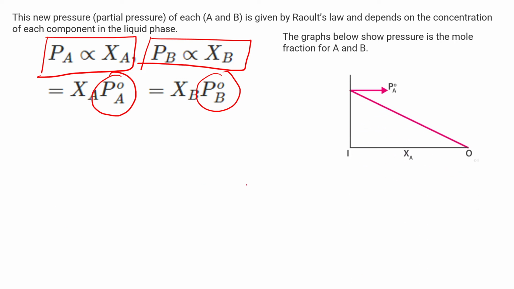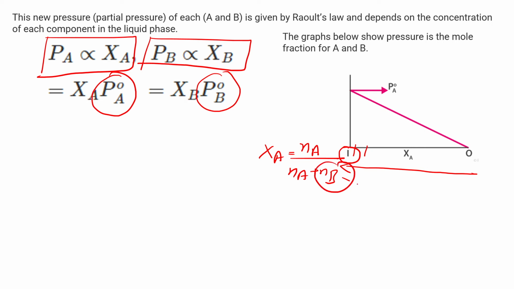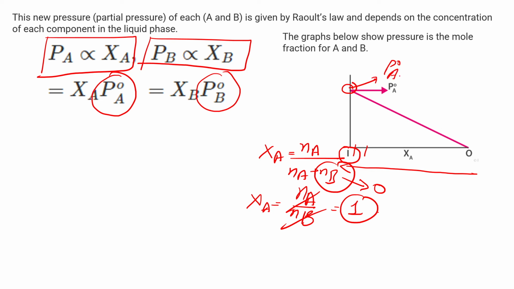That means if more molecules of A are present, see, mole fraction 1 means number of molecules of A divided by number of molecules of A plus number of molecules of B. If the number of molecules of B is 0, then NA over NA will get cancelled and you will have a mole fraction of 1. That means if you have pure solvent A, the mole fraction is 1, and you will have a partial pressure P naught A, that is, the partial pressure of the pure solvent.